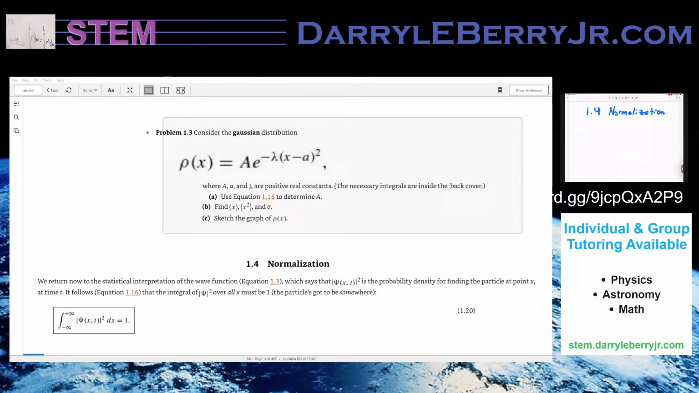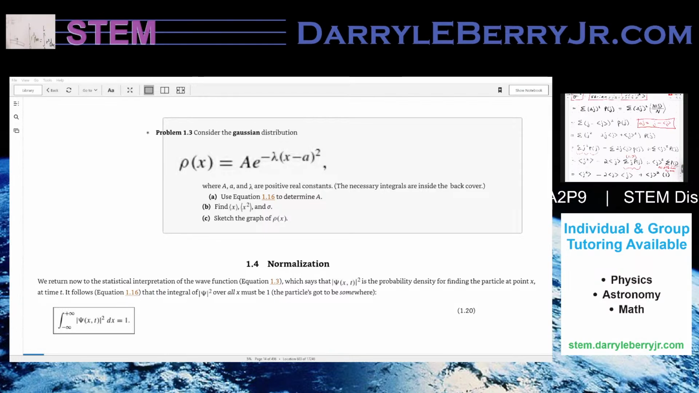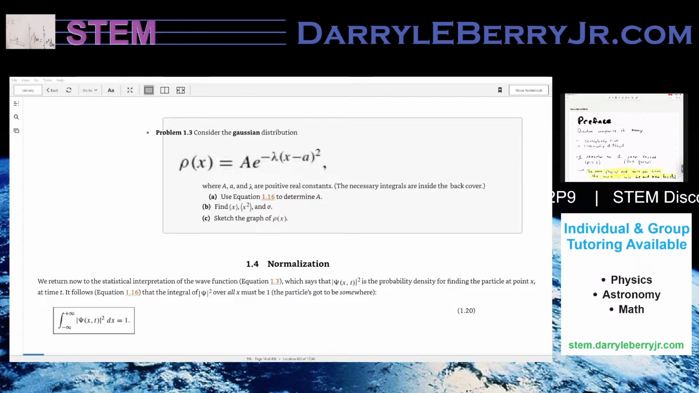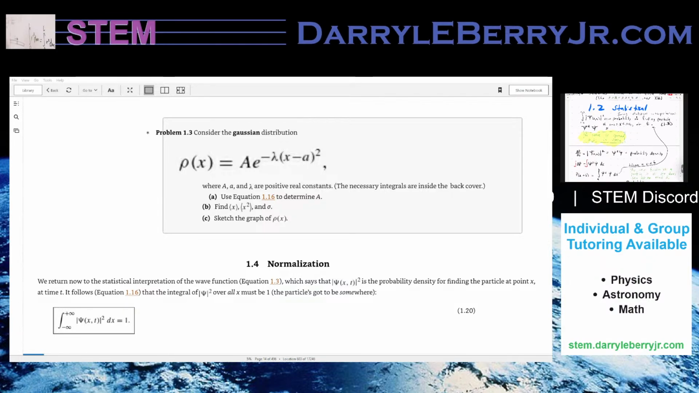And this is Griffiths, Introduction to Quantum Mechanics, 1.4 Normalization. We return now to the statistical interpretation of the wave function, which says that, right? So going back to equation 1.3, which is up here somewhere, this is equation 1.3 here.